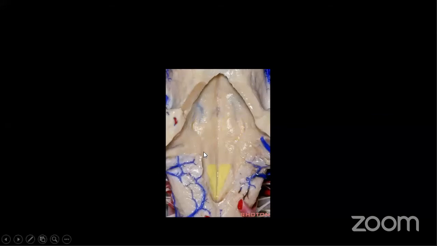Then in the lower part of the fourth ventricle, or floor of the fourth ventricle, we have the hypoglossal trigone, and beneath it we have the vagal trigone, and behind it we have the true vomiting center known as the area postrema. So this is the area postrema. This is all about the floor of the fourth ventricle.